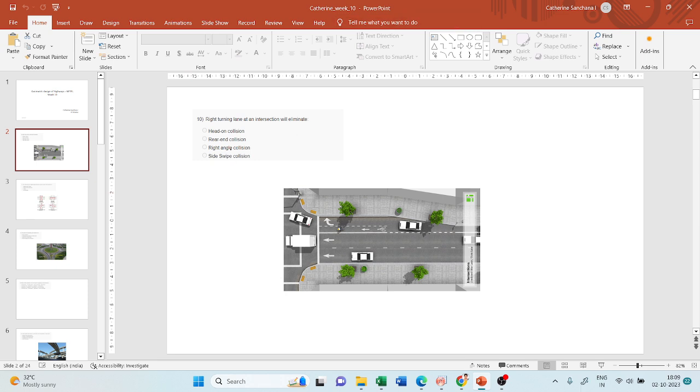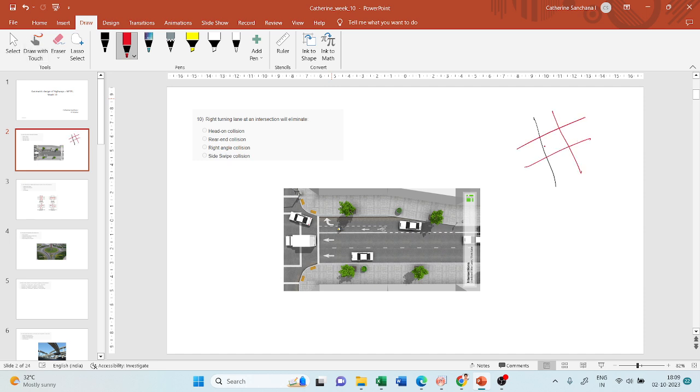The first question: a right turning lane at an intersection will eliminate what? First let us understand what a right turning lane is, and then we will proceed further. If you see a signalized intersection, let us say it has 4 legs. This intersection links the road in the north-south direction and the road in the east-west direction. These extensions of this intersection are called legs.